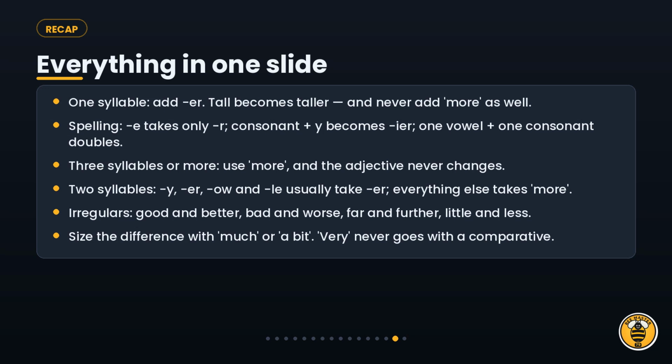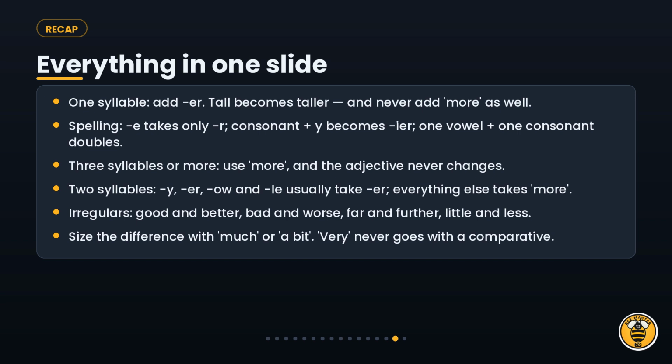Let's bring it all together. 1 syllable, add ER. Tall becomes taller, and you never add more as well. Watch the 3 spellings. A word ending in E takes only R. A consonant plus Y becomes IER. And 1 vowel plus 1 consonant doubles the consonant. 3 syllables or more, use the word more, and the adjective itself never changes.